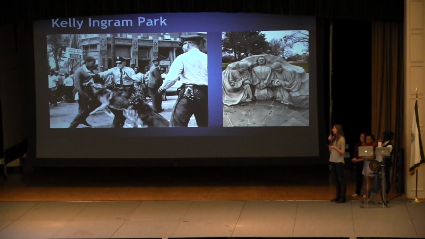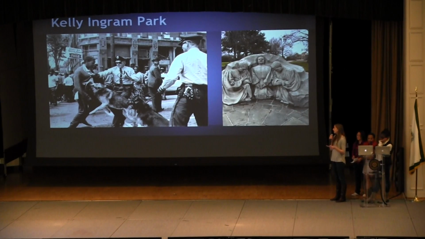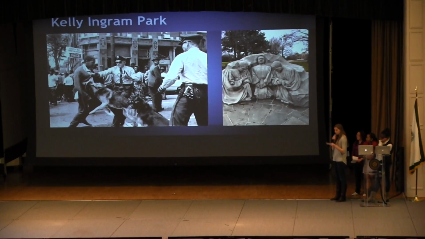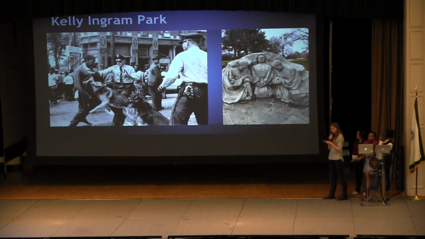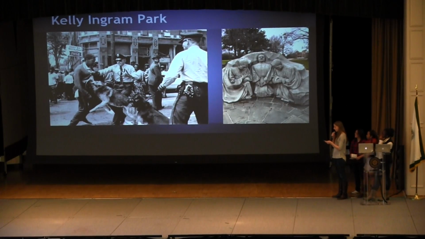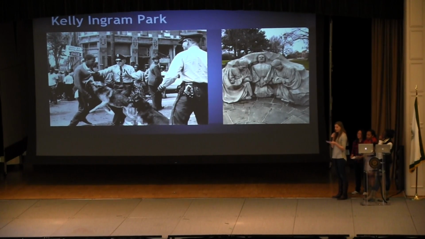And so on the first day, 400 students were arrested. But then the next day, police responded with brutality, as you see here. They responded with clubs and water hoses and dogs. And so 700 were arrested that day. And the third day, 1,000 children were arrested. And the youngest child to be arrested was 4.